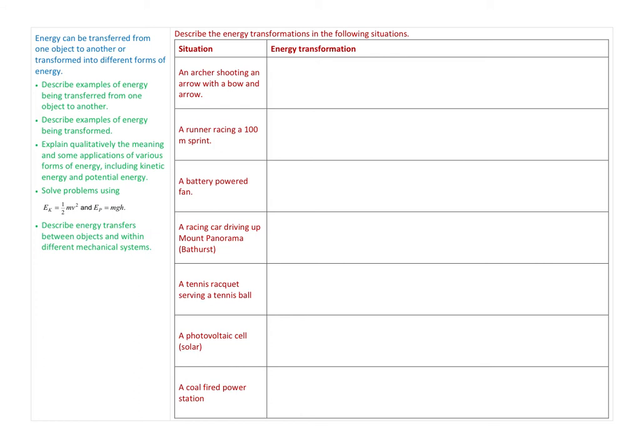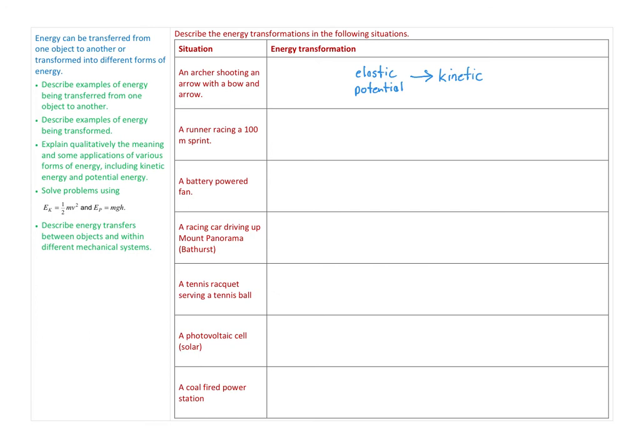So in the first one, an archer shooting an arrow with a bow and arrow. So you might, in a really simple sense here, want to think about, you're pulling back the bow, you're stretching that string on the bow. So we have an example there of elastic potential energy, and that is being transferred into the arrow as it fires off. So that's being transferred into kinetic energy. So that's a very simple way to think about that process, and that's fine. That's probably the main energy transformation that happened.